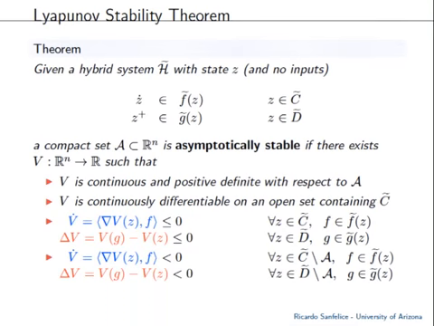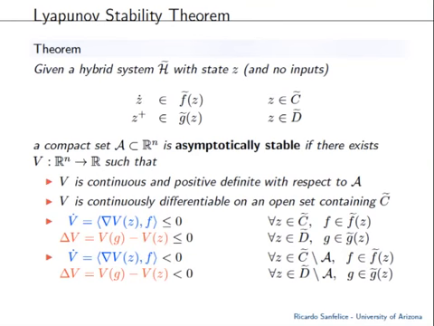So one way to do that is to look for a function V, a so-called Lyapunov function, such that V is continuous and positive definite with respect to the set you want to stabilize. V is continuously differentiable on an open set containing the flow set, so you can take the derivative at every point of the flow set. And then one thing you want to have is that the change of that V along flows is less than or equal to zero, that is, this inner product is less than or equal to zero for each point in the flow set and for every possible direction of your flow map.